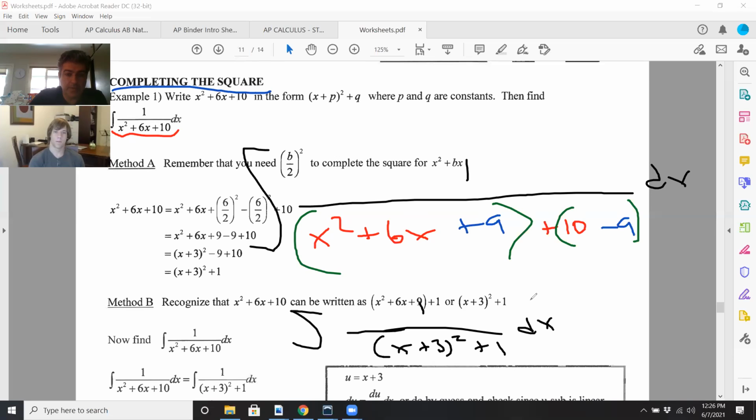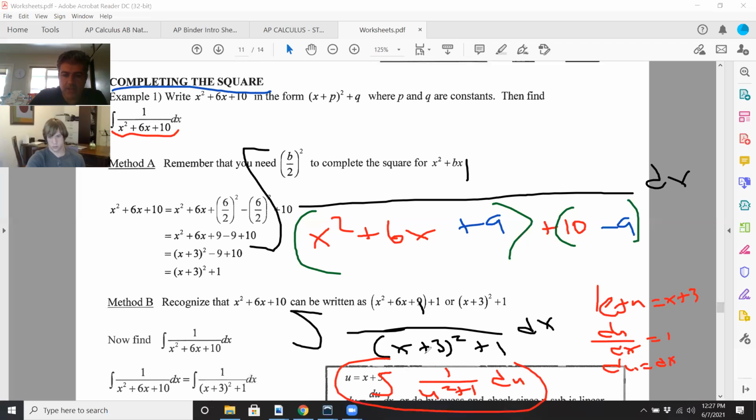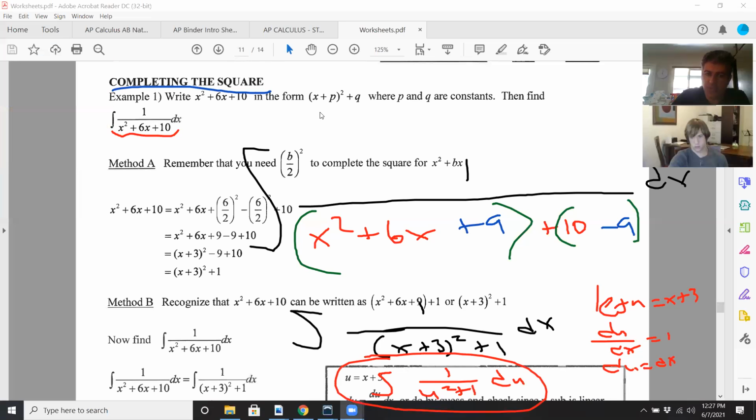Now what do I do? Now you can do a u sub. Now you can let u equal x plus 3. So du dx equals 1. du equals dx. So now I have the integral of 1 over u squared plus 1 du. Now that we can actually integrate. How do I integrate that? Your cheat sheet's your best friend.